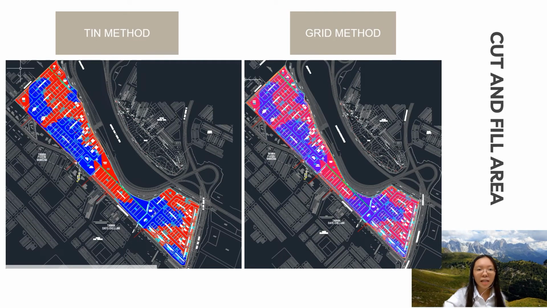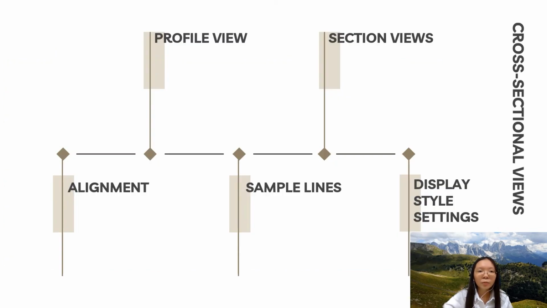This slide shows the cut and fill area by using both methods. The cut area is indicated in red color, while the fill area is in blue color. After we have computed the cut and fill volume, we then continue to produce cross-sectional views. By using Civil 3D and the surfaces created before this, we can easily generate the cross-sectional views.